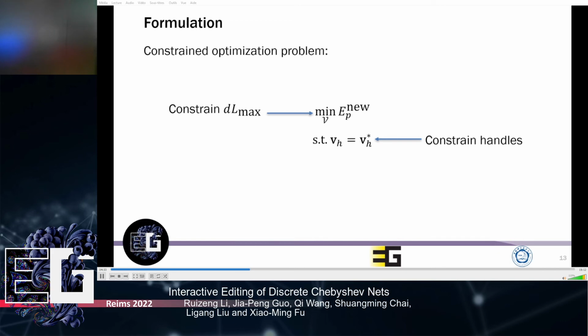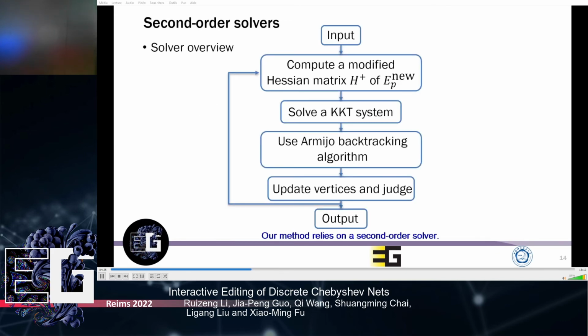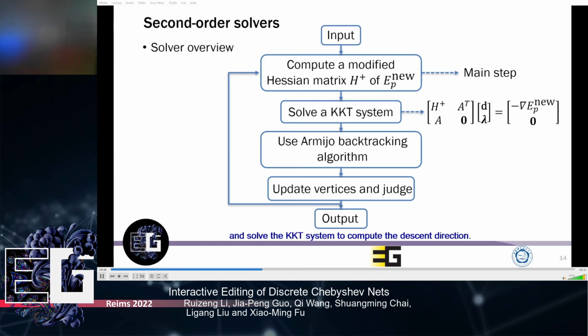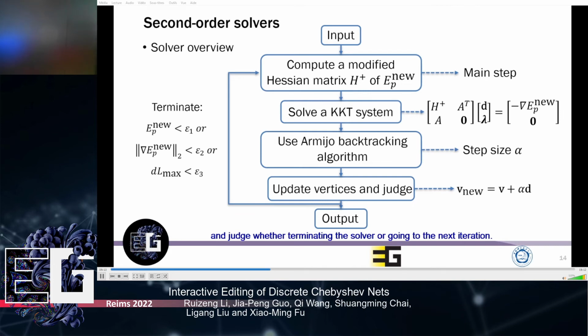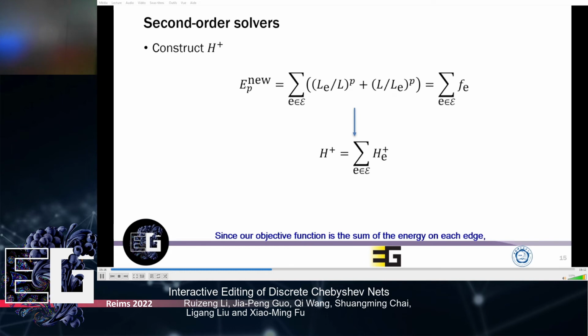Our problem can be formulated as a constrained optimization problem. Our method relies on a second-order solver. After getting the inputs, we first compute a Hessian matrix of the energy function, which is further modified to be a positive semi-definite matrix. This is the main step of our method. Second, since we consider the linear constraints of the handles, we solve the KKT system to compute the descent direction. Third, we perform a backtracking algorithm to determine the step size. Finally, we update positions of vertices and judge whether to terminate the solver or go to the next iteration.